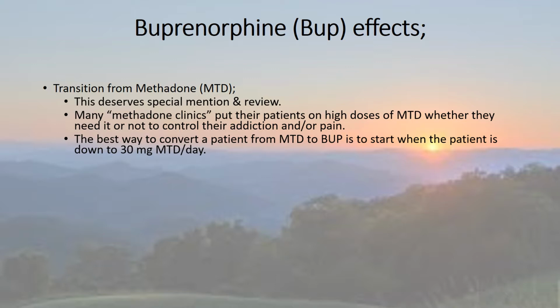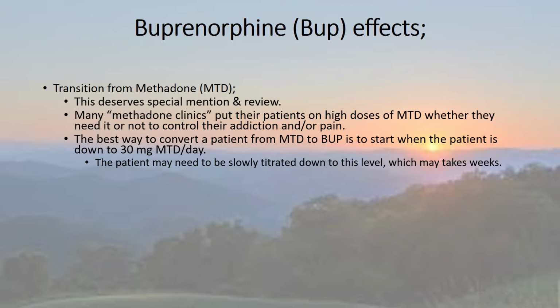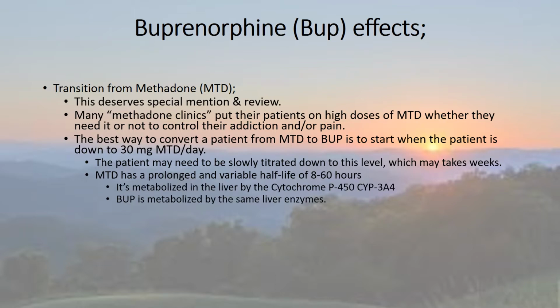Methadone has a very prolonged and variable half-life of 8 to 60 hours. It's metabolized in the liver by the cytochrome P450 CYP-3A4 subreceptor types, the same liver enzymes as buprenorphine. Converting the patients from daily methadone doses above 30 milligrams is possible, but the patient will be uncomfortable.